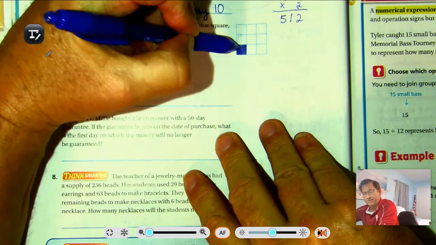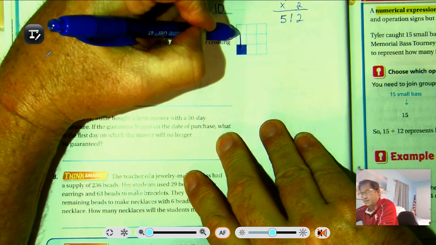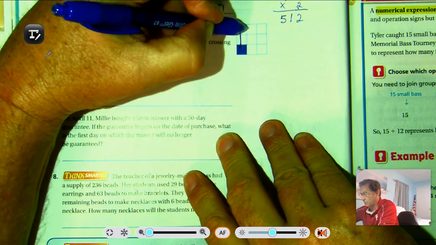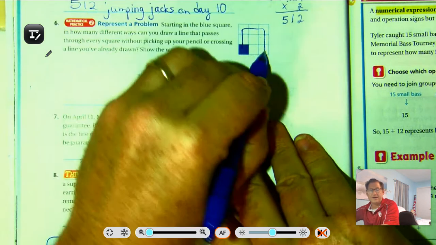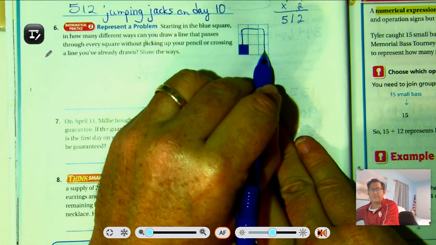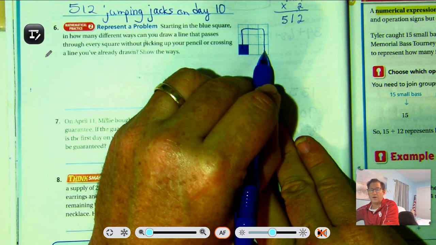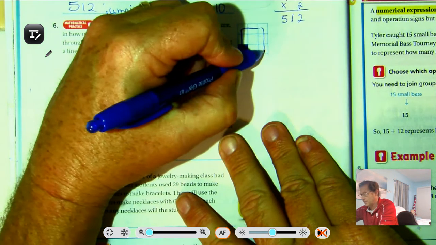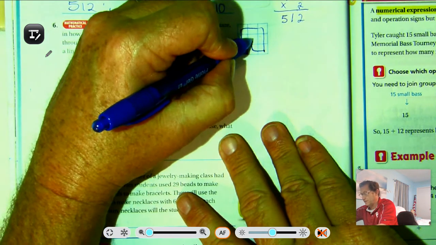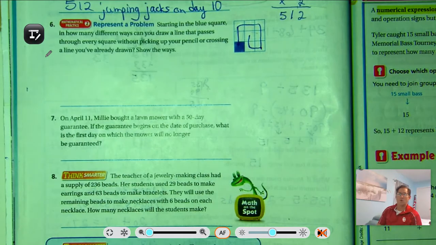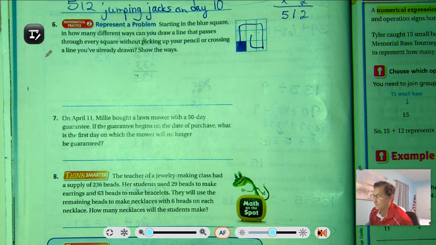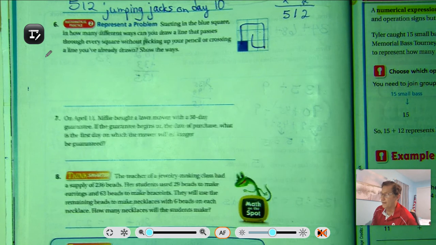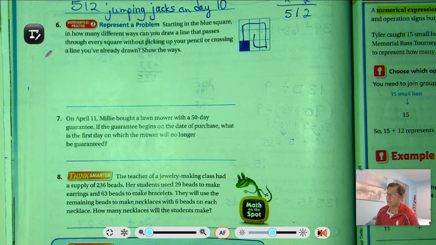So if I start here and I go up, around, down here, okay, so I've gone through all the boxes except the last 2. So if I turn left and come up, I've gone through all the squares, right? So it says, can you draw a line that passes through every square without picking up your pencil? Okay, so that's one way.